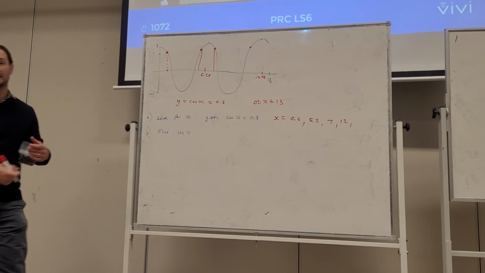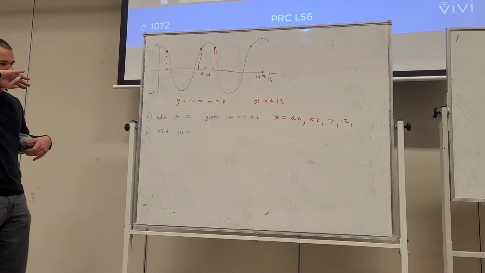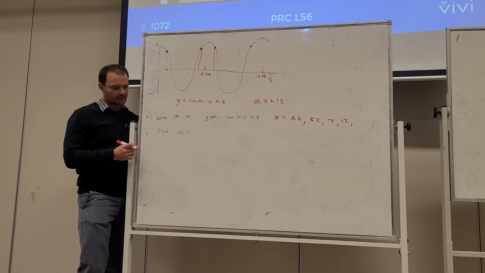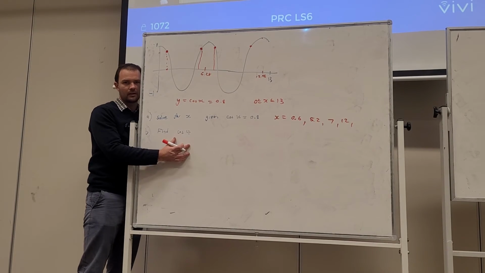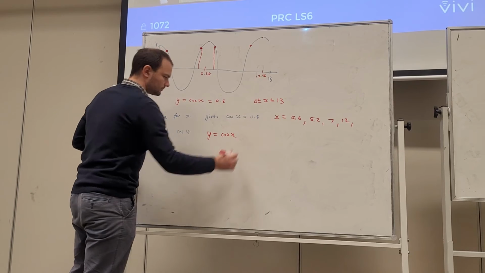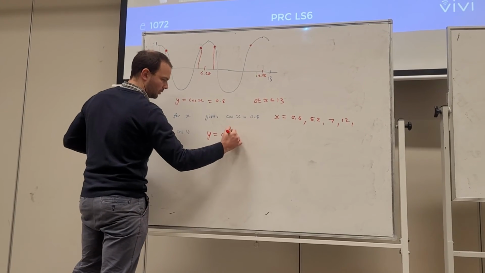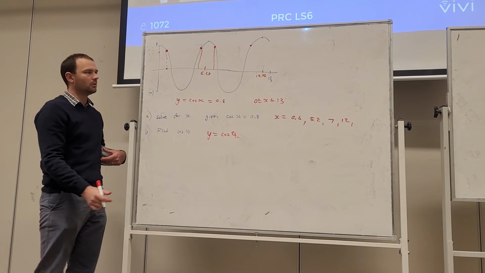Very good. So that's part A. All right, so you're extracting those values from the graph. The other way it could be asked is it says find cos of 4. Remember, we've got the function y equals cos x, and we're talking about when x is 4. What is the y value? What is cos of 4?